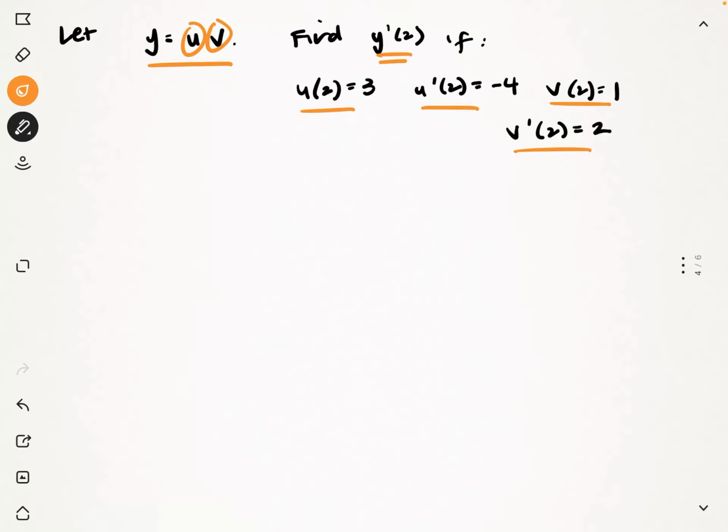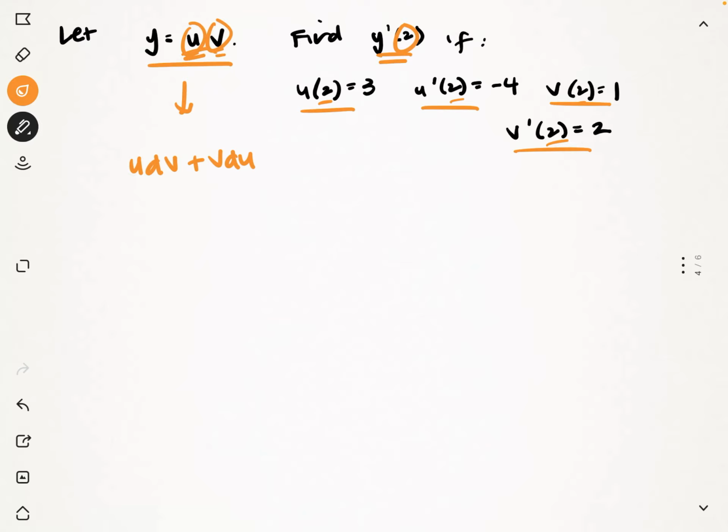So the important thing here is that they're giving us these things at the point we're looking for, right? These are all at 2. If they don't match up, then we really can't do anything, but we can because they're all at 2. So remember, this is just a product of two things. So we know we're looking at the product rule, which is u dv plus v du. And again, we're doing product rule because we're multiplying u and v. Even though we don't know what they look like, we have two things multiplied, so we can use the product rule.